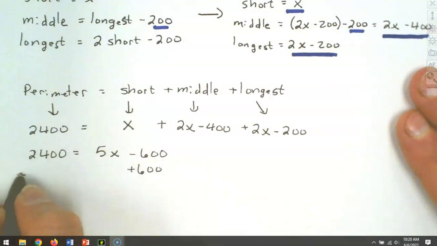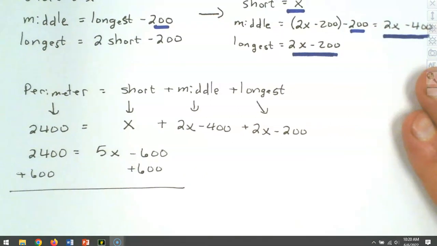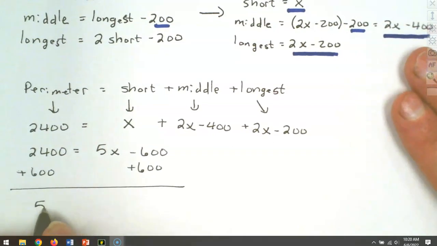So let's move that 600 over. And I'm going to rewrite it so my x is on the left. So I'm going to rewrite this now as a 5x, because that's this piece. It's going on the left now. That way it's on the left. And then we've got 2,400 and 600. Makes it 3,000. Now we can finish it. So we divide by our 5.